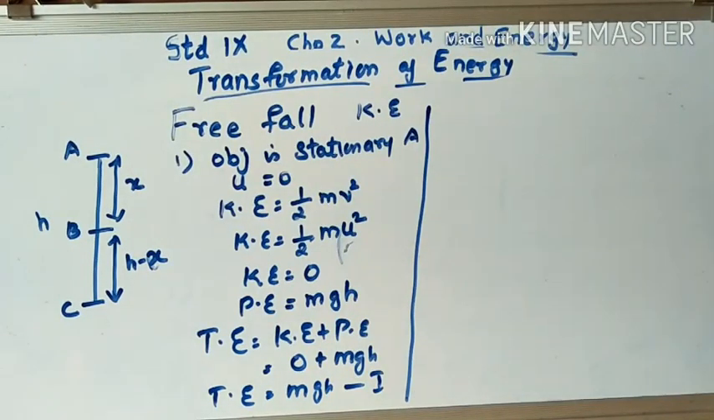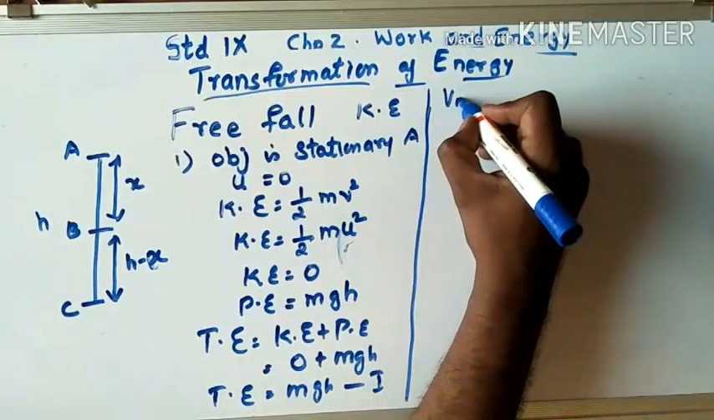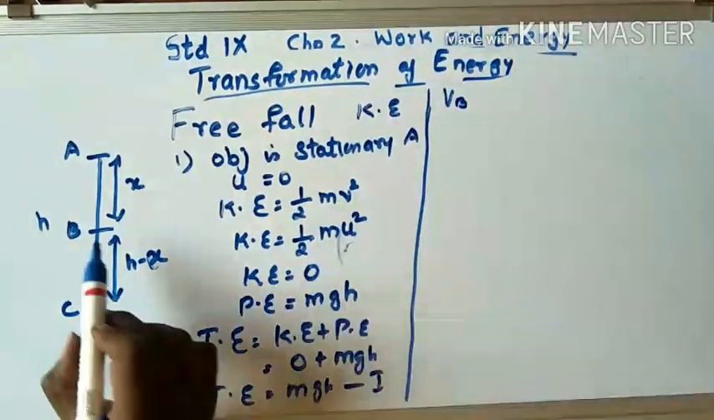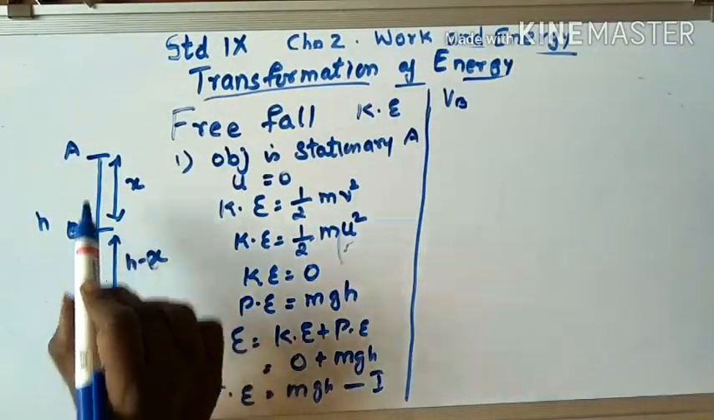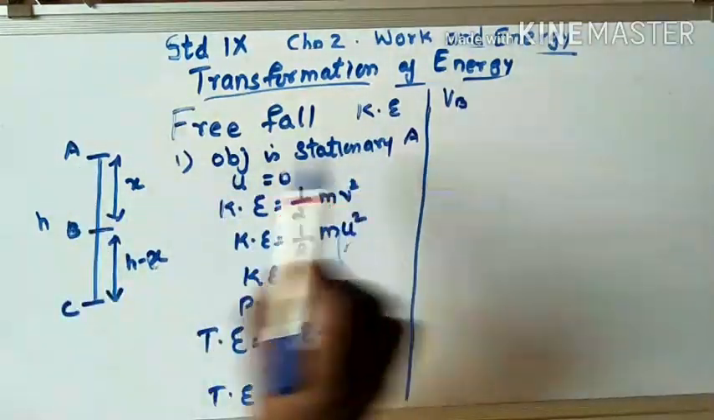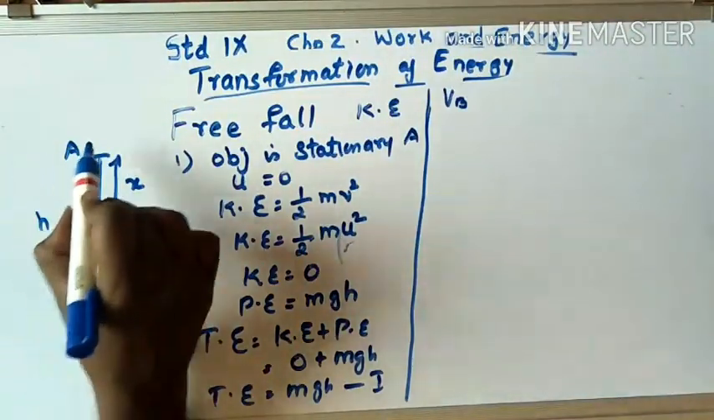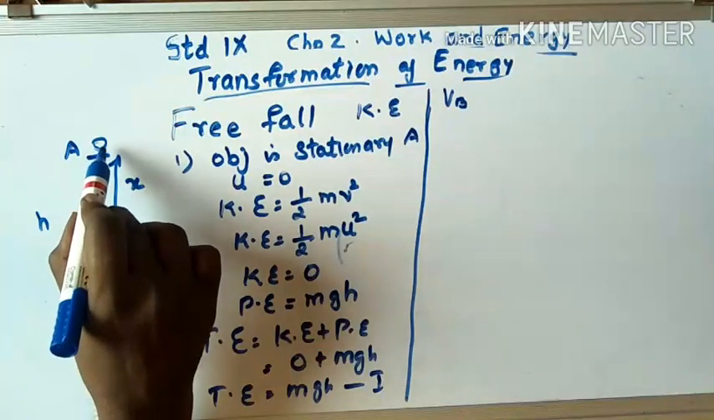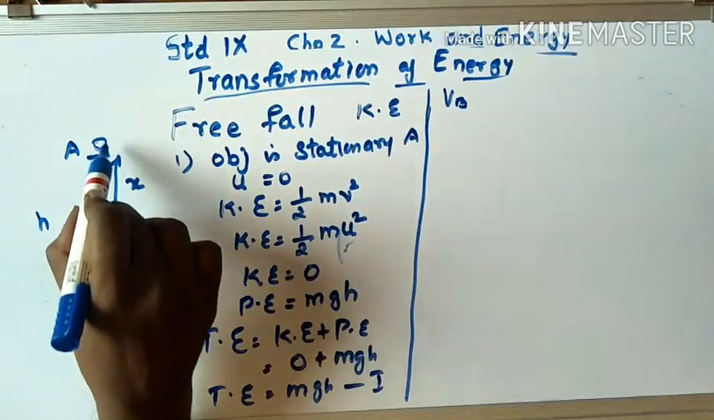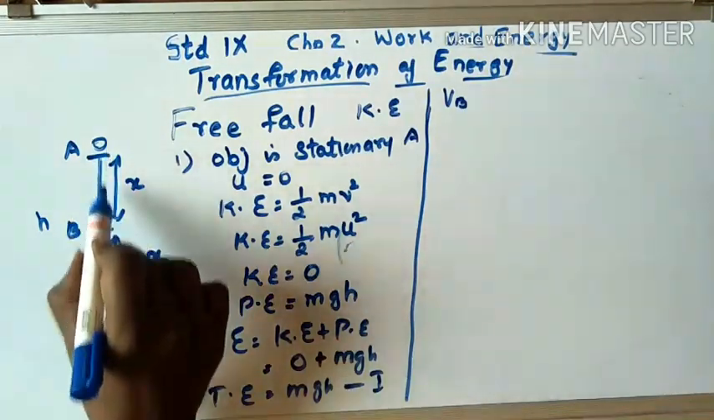Now let's do another one, equation number 2. Let the velocity of the object be vb when it reaches point B, having fallen through a distance x. Now here the object is stationary at A. Now we are making it fall. This is an object, it's stationary at A. Now we are dropping the ball. It falls down to B. That is, the distance here is x.